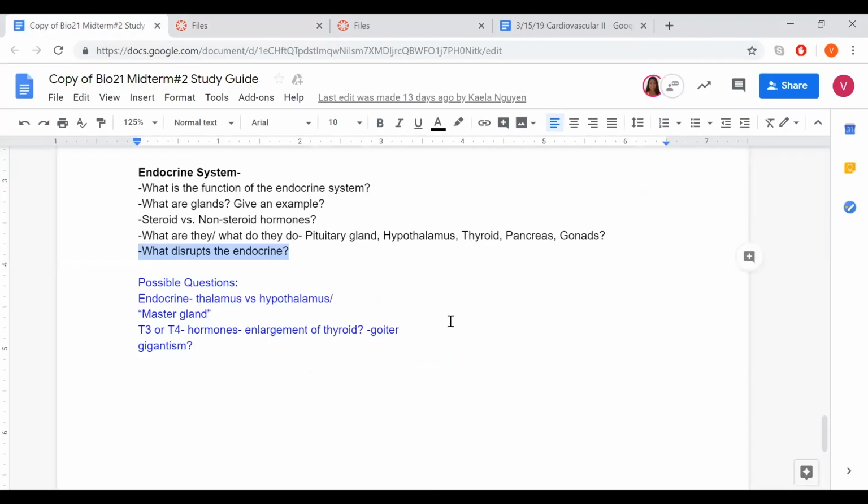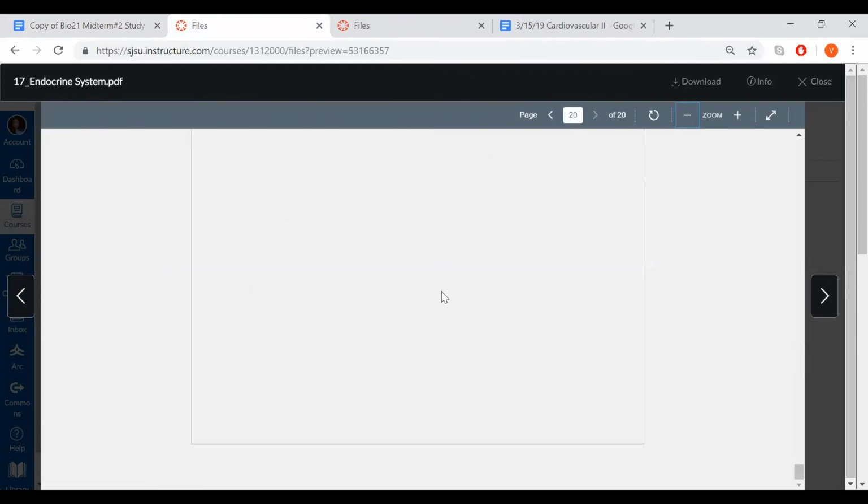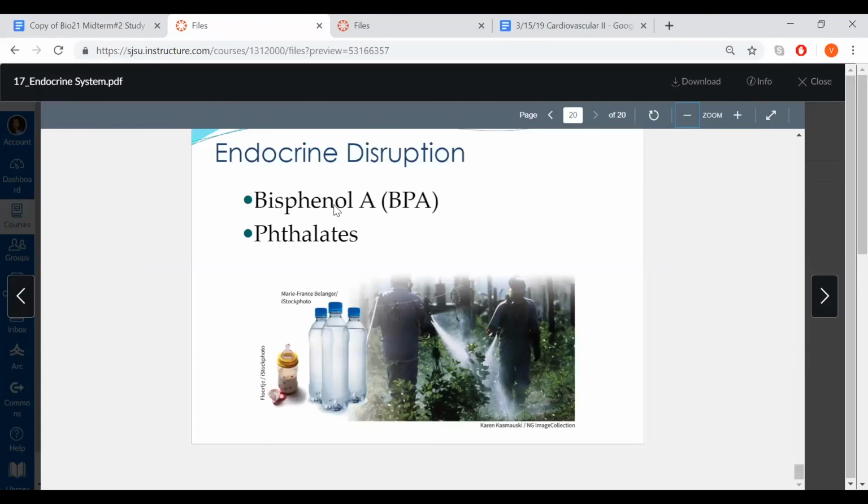All right, so what disrupts the endocrine system? I don't really remember, sorry. I'm trying to look for it. So it says here that BPA, which is found in your water bottles, and phthalates.